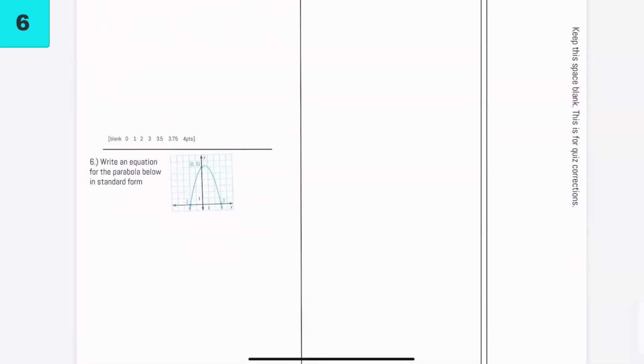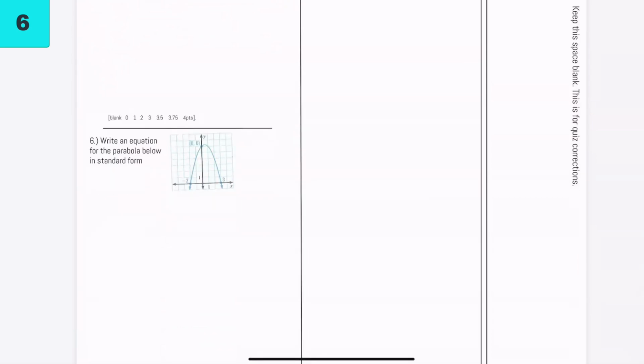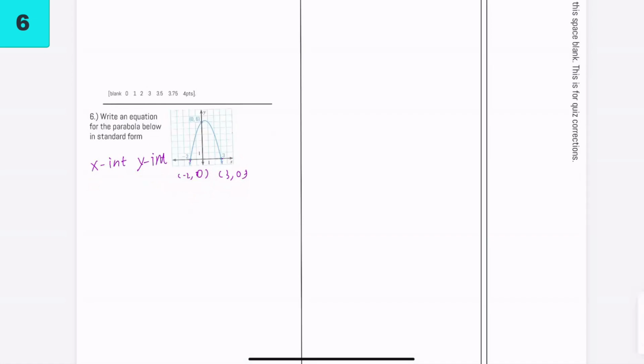And then write an equation for the parabola below. From this graph we can find 3 points here, right? It's (-2, 0), (3, 0), and (0, 6). So we got the x-intercepts and y-intercept, right? In this case, of course you can try to use standard form, but we want to use factored form first.